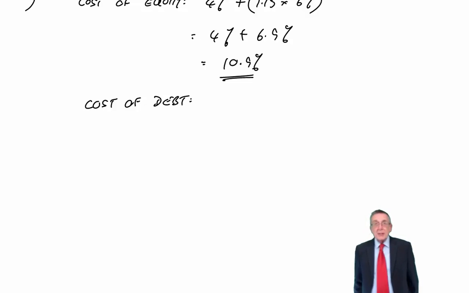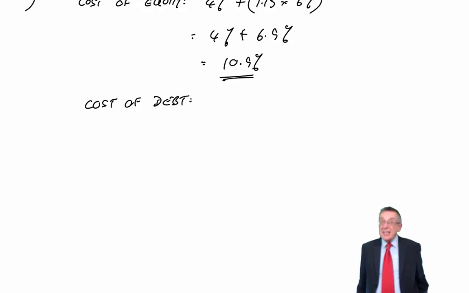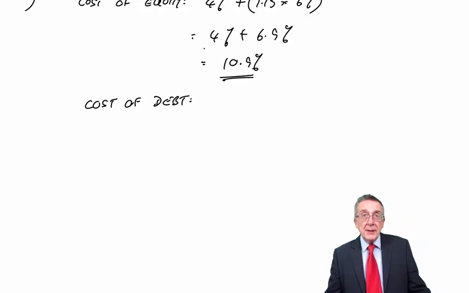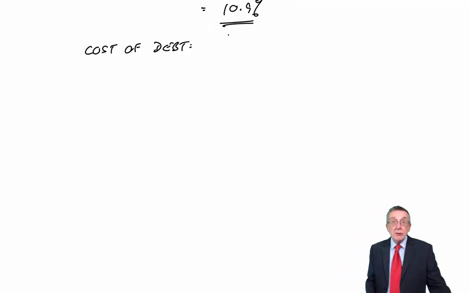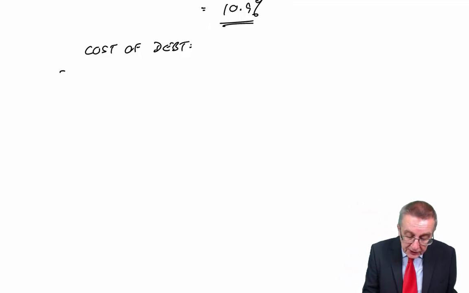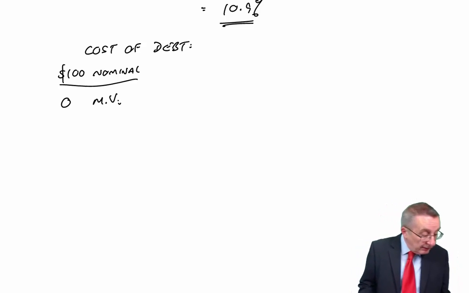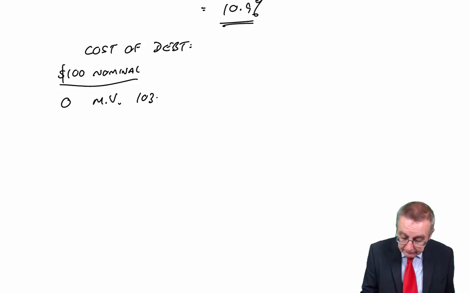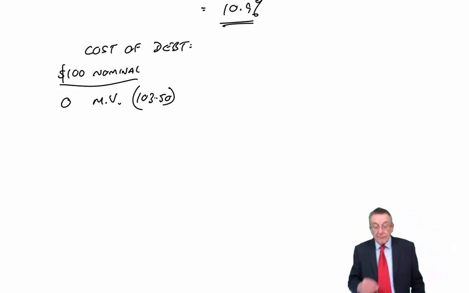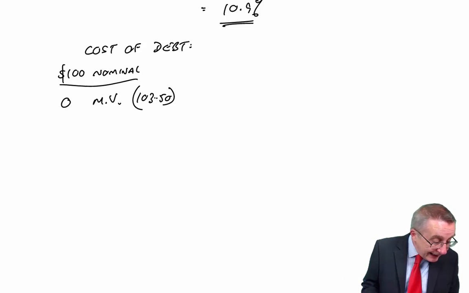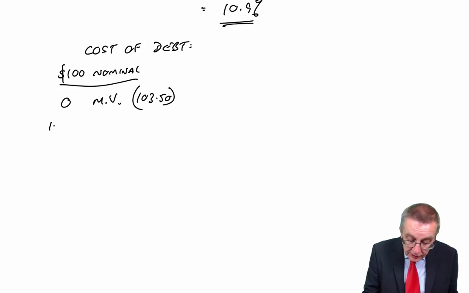Well, very, very standard. Remember, if it's redeemable debt, as it usually is, to calculate the cost of debt, we have to set up the flows and calculate the internal rate of return. And so let's set up the schedule on $100 nominal. There's a market value at time zero of 103.50. There's then interest each year. For how many years is it? They're redeemed in 6 years' time, so there's interest for 6 years.